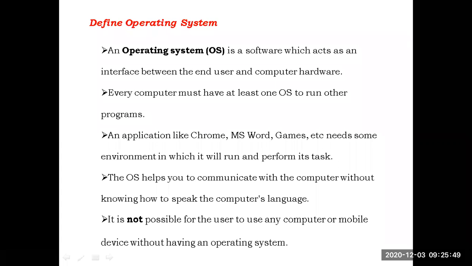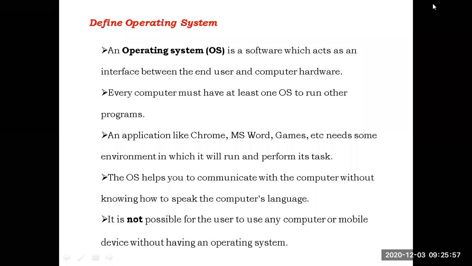See, the point here is that without using the OS we can't do anything. We can't use the machine without installing the operating system. Without an operating system, your mobile, your laptop, or your desktop cannot run. Without an operating system, the user is unable to use any computer or mobile device. Clear?